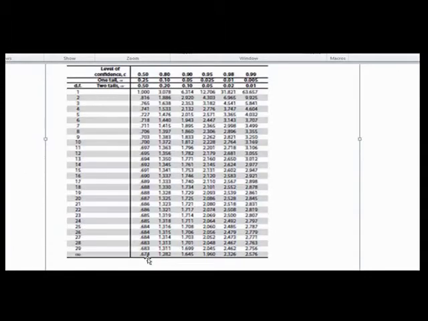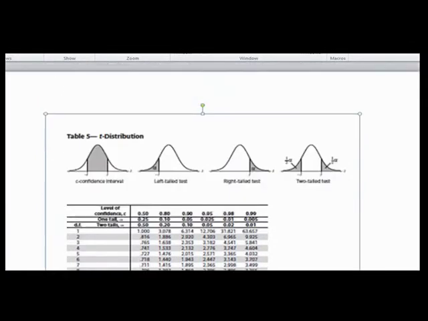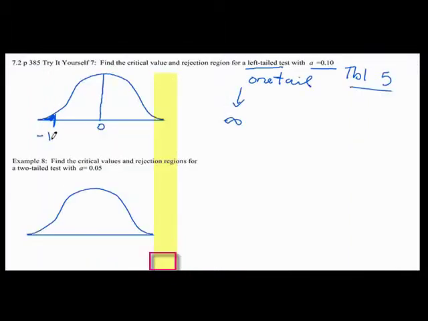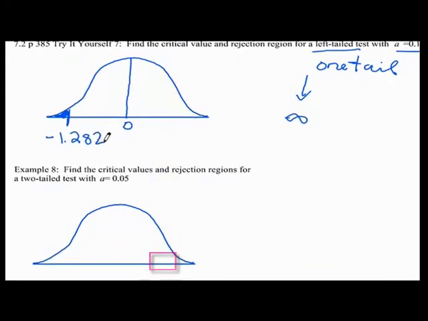So we take a look at here. This is table 5, the t distribution. But it gives us the same thing when we use infinity down here at the bottom. So here we've got a one tail test, and at 0.10 we go all the way down to the bottom, we get 1.282. So we're going to have negative 1.282 for our critical value, and our critical region is going to be to the left of that.